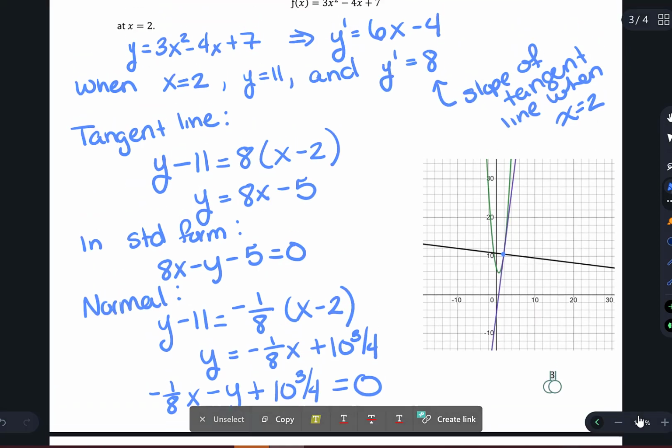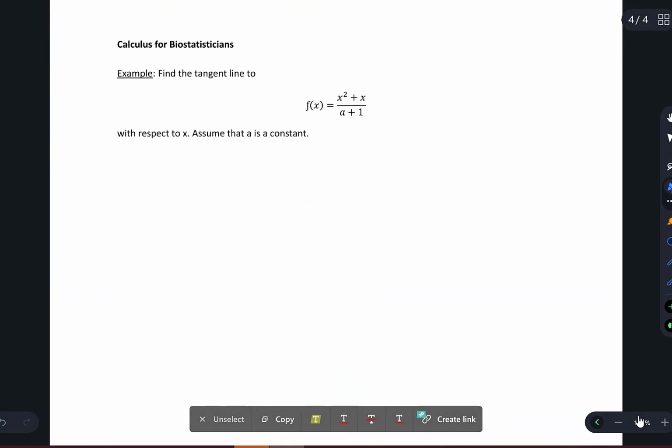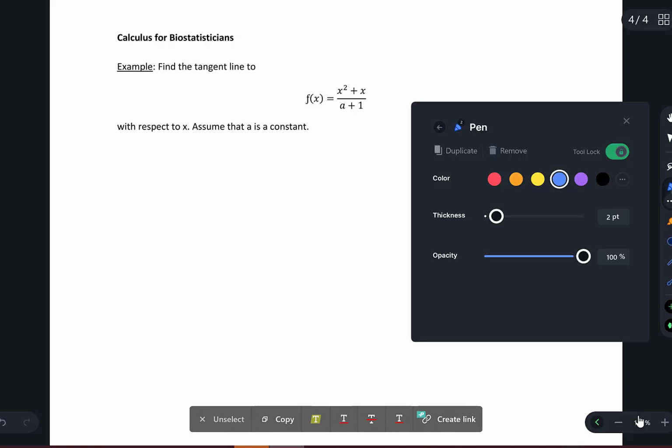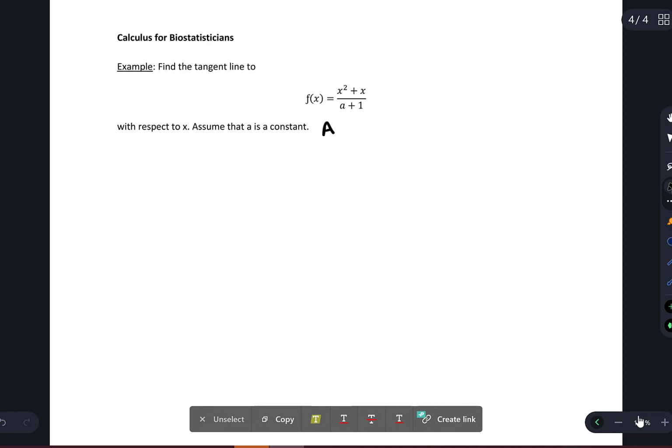Okay, so one last example for us to look at. So here we're going to find the tangent line with respect to x. But again, we're going to assume that a is constant. And one correction here that I need to make is this should also say at the point x is equal to a.